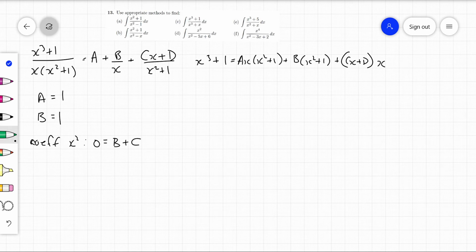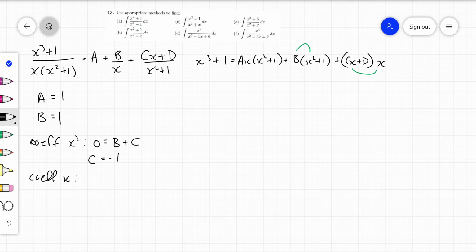So you're looking at, where am I getting x squared? I'm getting B times that. I'm getting Cx times that one. So I'm getting B plus C. B is 1, so that will give us C is negative 1. All right, let's look at the coefficient of x as well.